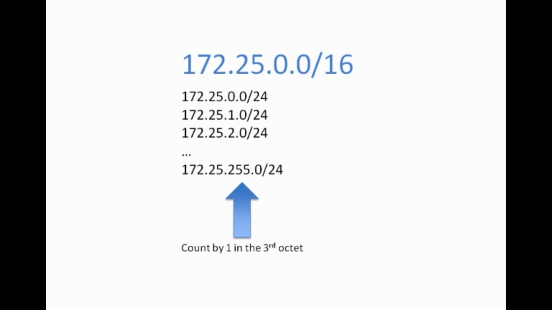And I've got some terminology for you right now. The octet that we incremented, in this case the third octet, that is called the interesting octet. And the size of that increment, the number that we counted by, that's called the block size. We're going to be able to determine the interesting octet and the block size for any of our subnets and do something very, very similar.